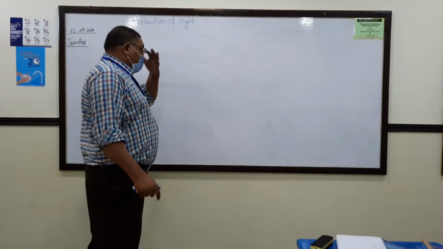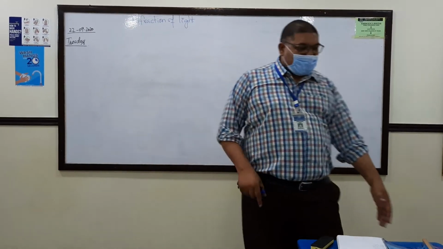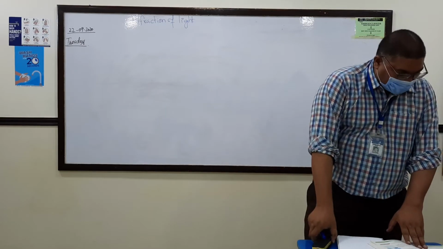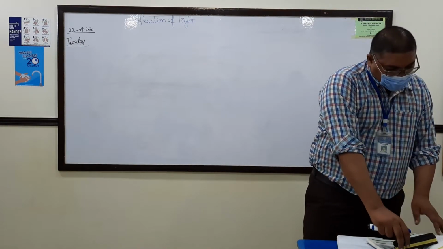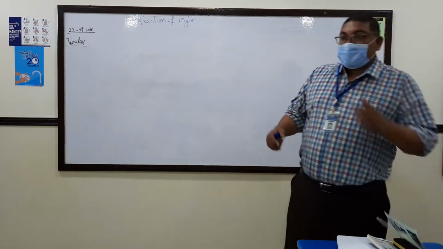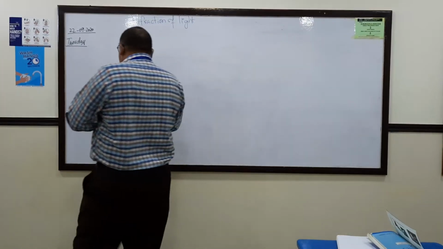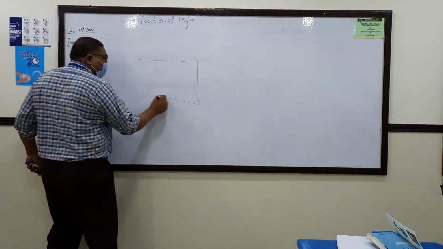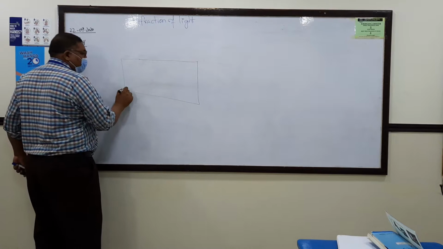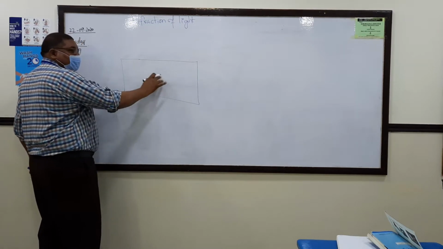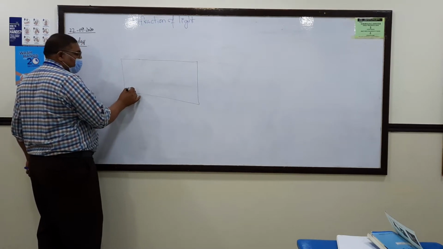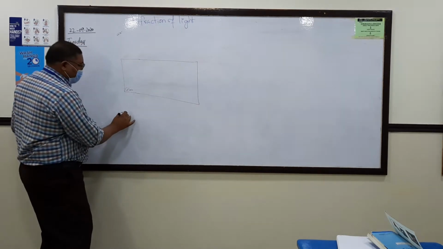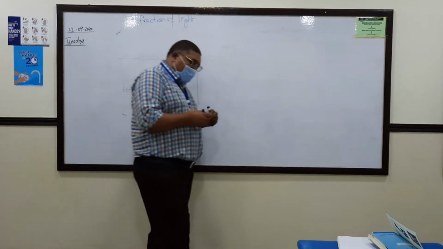For example, let's suppose an example, and I will try to make exactly the same figure which is made in your book. Okay. For example, I have a glass slab. It's a rectangular glass slab. This is glass. And this is air. Okay? This is also air.